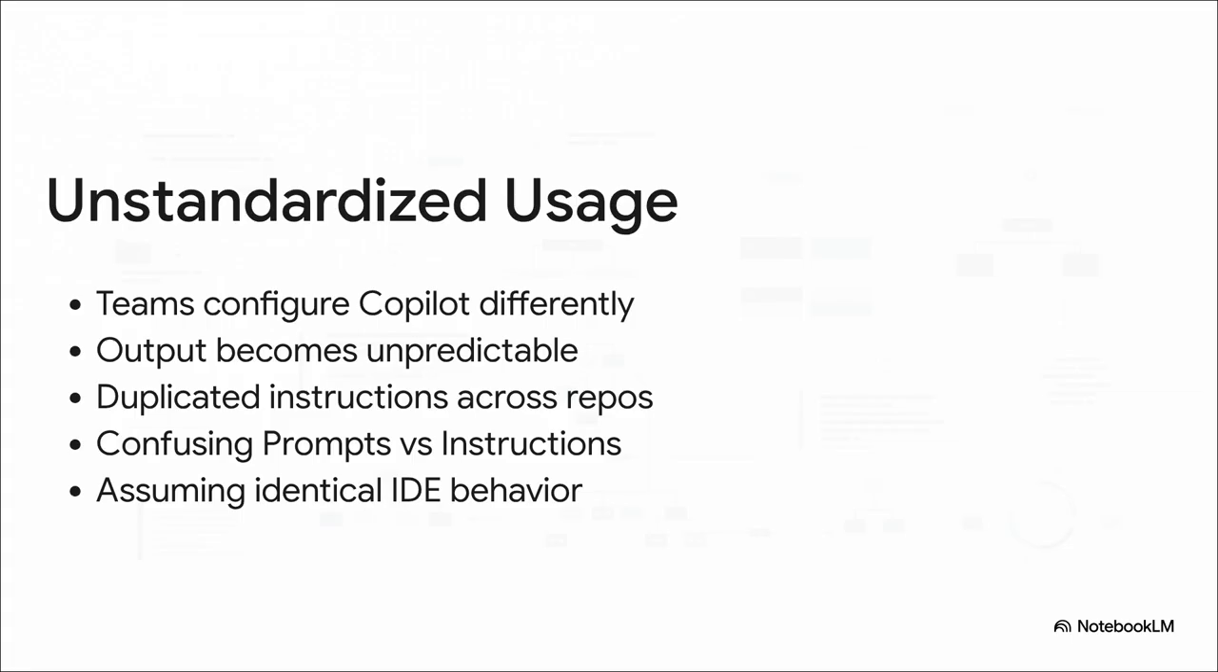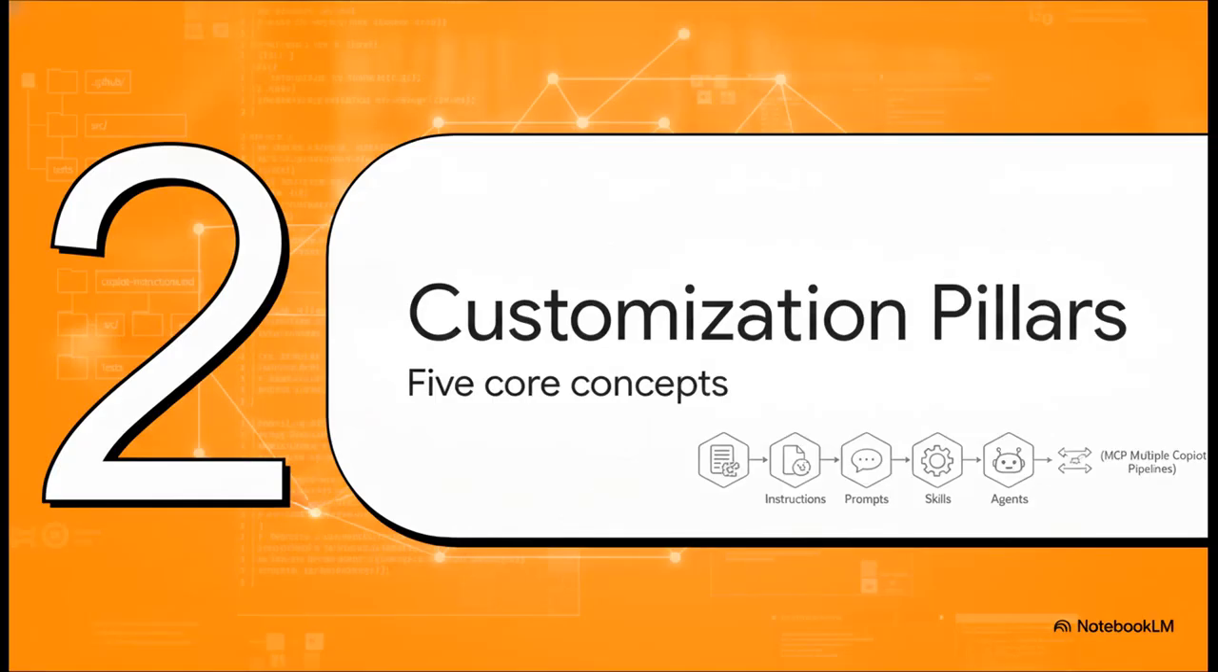To fix this whole shebang, we need to establish a golden rule of governance. Always use the narrowest mechanism that reliably solves the problem. Moving on to Section 2, the 5 customization pillars. These are the 5 core concepts we absolutely have to nail.